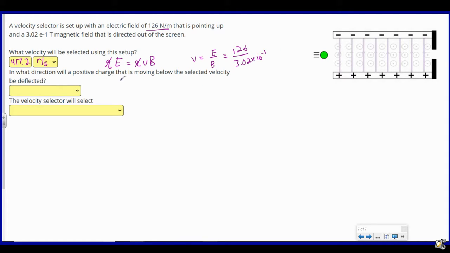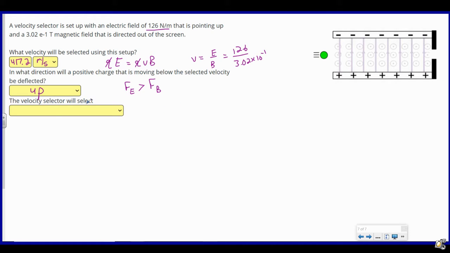A positive charge moving below that velocity, well, if it's moving below that velocity, the magnetic force is going to be smaller. So we could say here that the electric force is bigger than the magnetic force, and on a positive charge, the electric force is going to be up. So this object is going to be deflected upward, and it's not going to make it through our aperture on the other side.